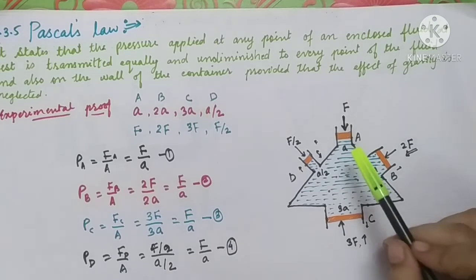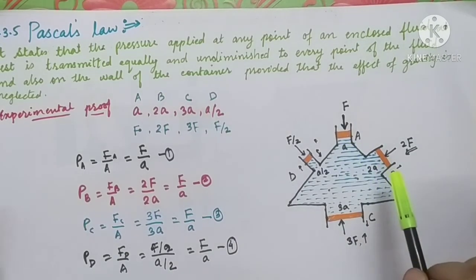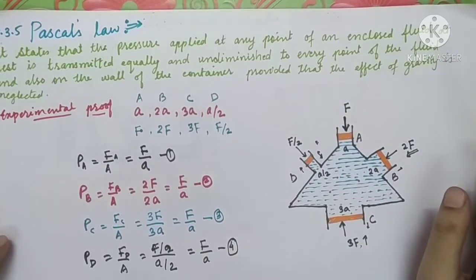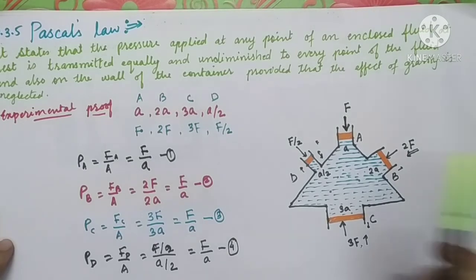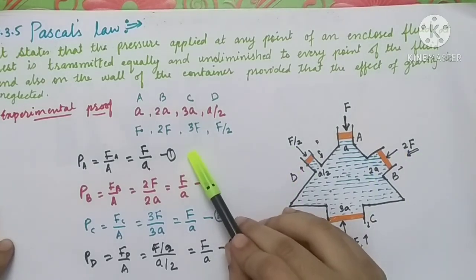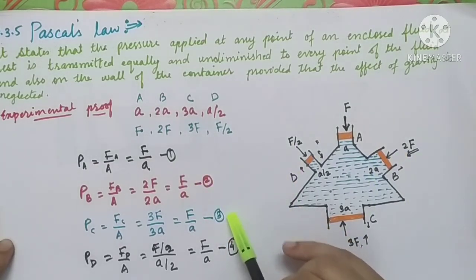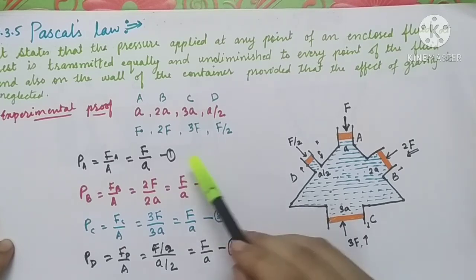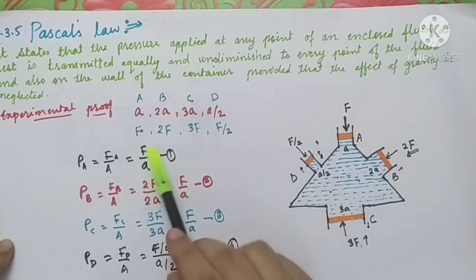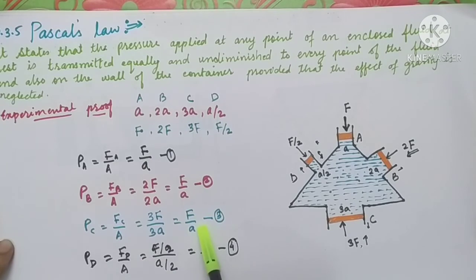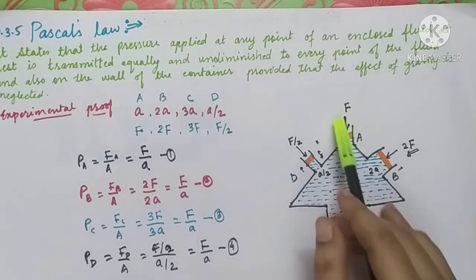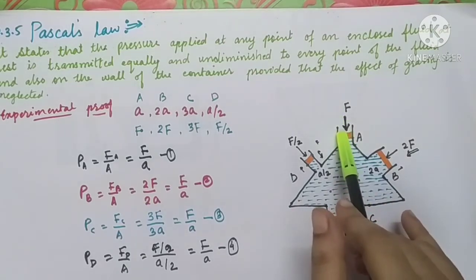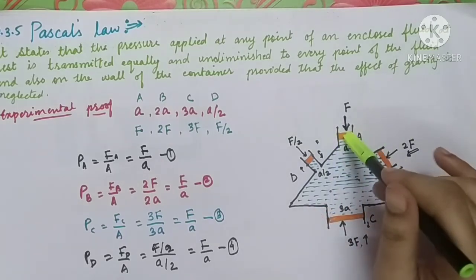Here we have taken different openings of different areas. But just see equation 1, equation 2, equation 3 and equation 4. Compare these pressures: F upon A, F upon A, F upon A and F upon A. It means that all the points have the same pressure as that of A, which we have applied.